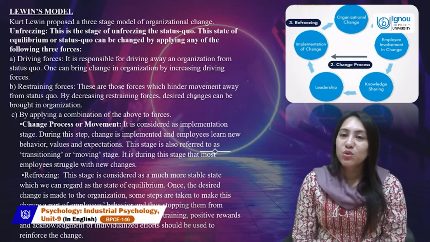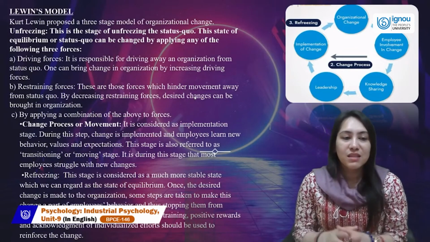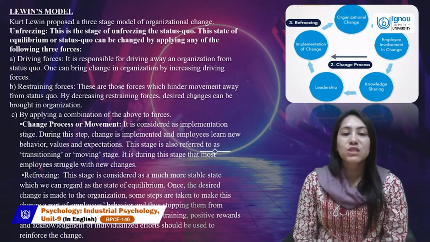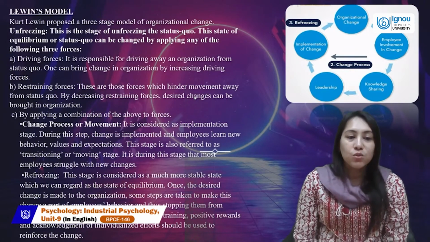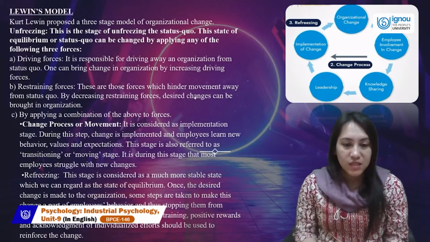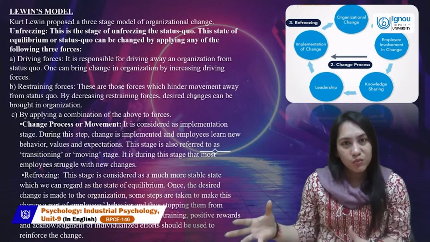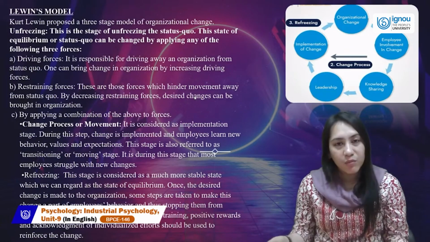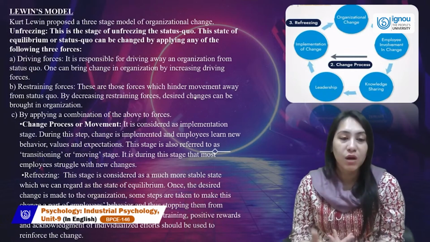Then we move to refreezing. This stage is considered one of the most stable states, in regard to equilibrium. So after the struggle is over, the implementation is correct. The value-based employees who have just shifted to the organization have already been there for 1 or 2 months. They started giving output.